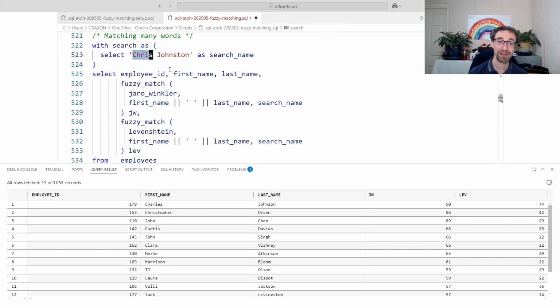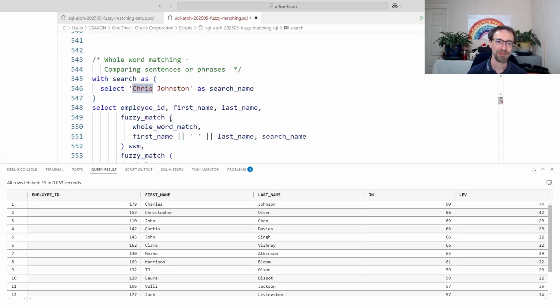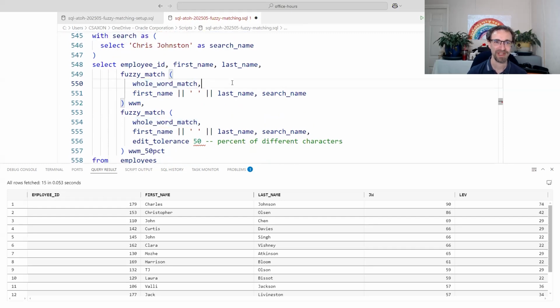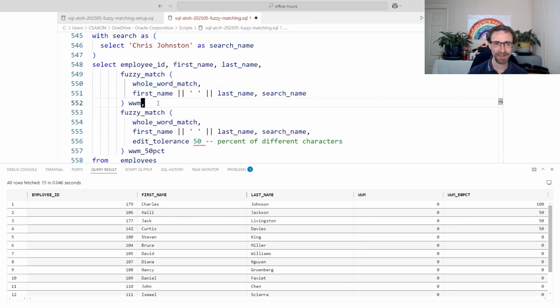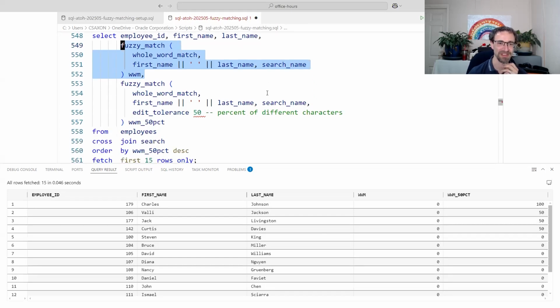Maybe we want to match the whole words. We want to consider these separately. So there are ways we can do that. We could split the string up manually ourselves, or we've also got a whole word match algorithm, which basically asks, do the words in their entirety actually match? So we run that with Kris Johnston, and we see by default, no matches whatsoever. None of these things match at all, which means it's not giving us false positives.